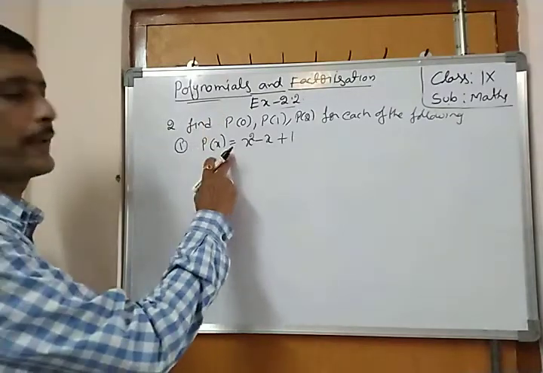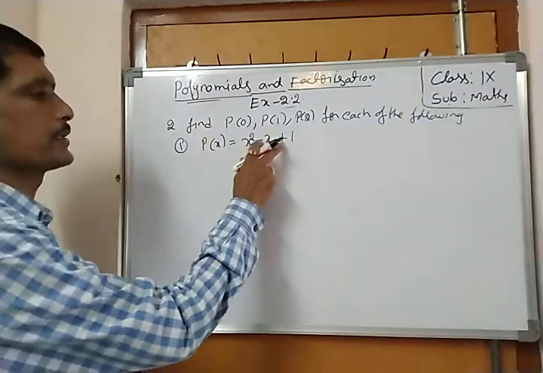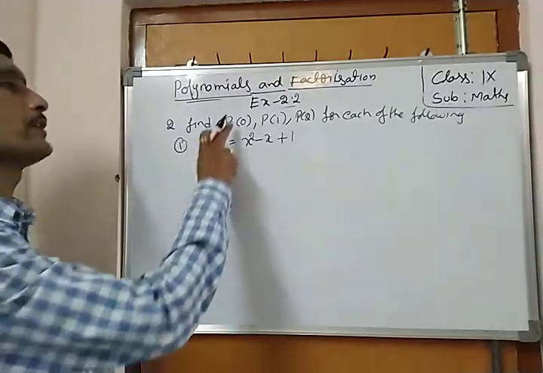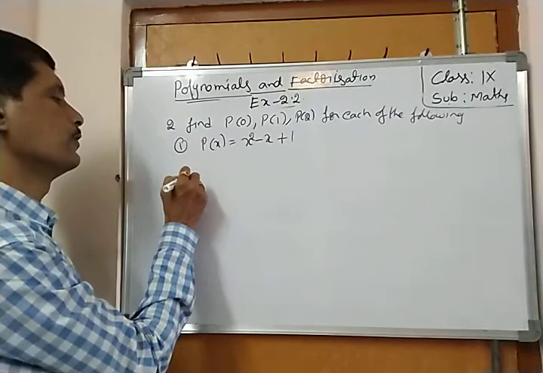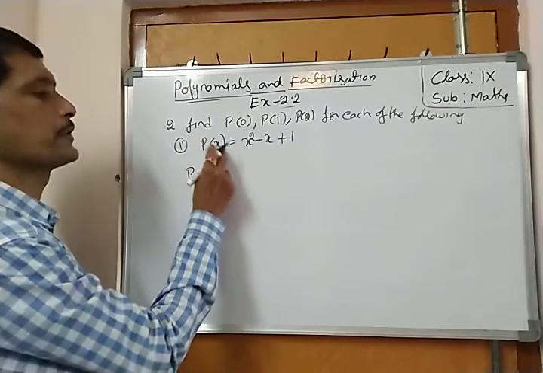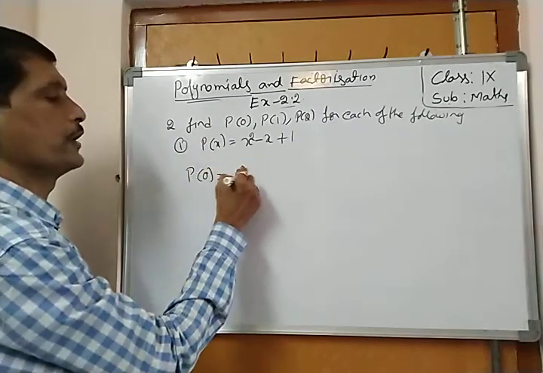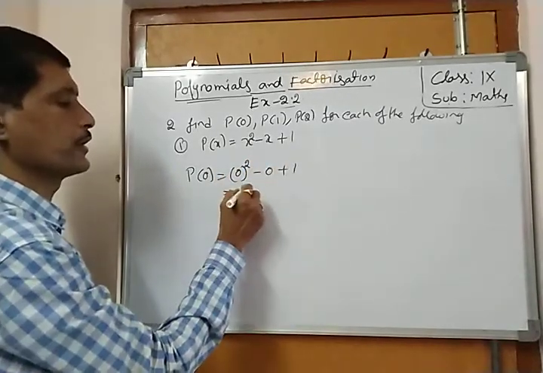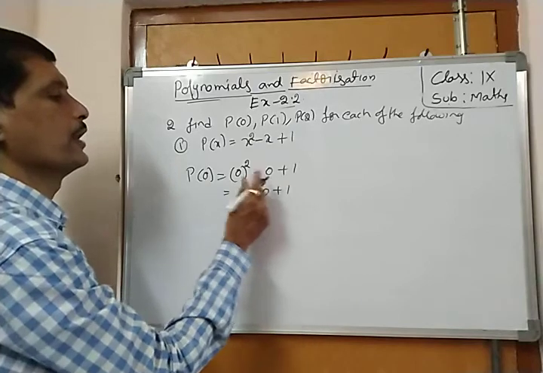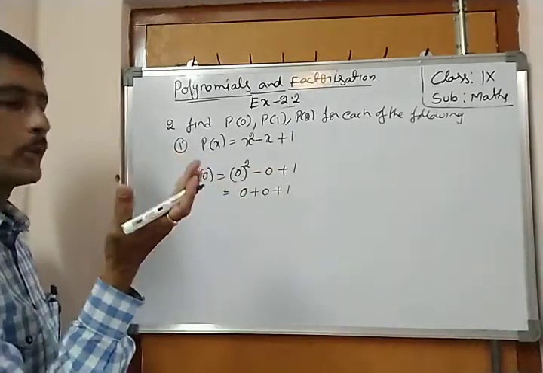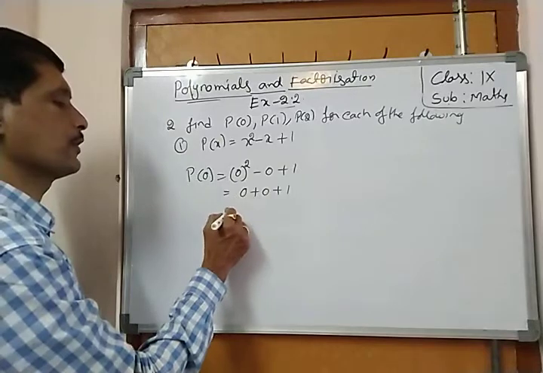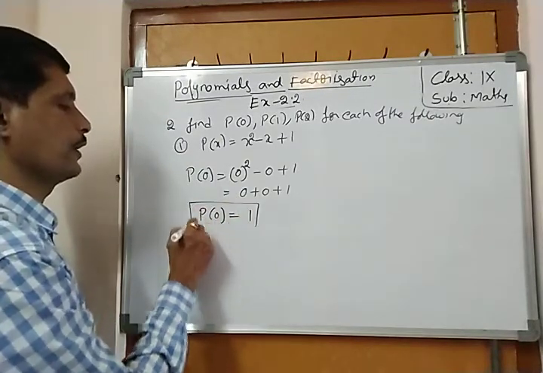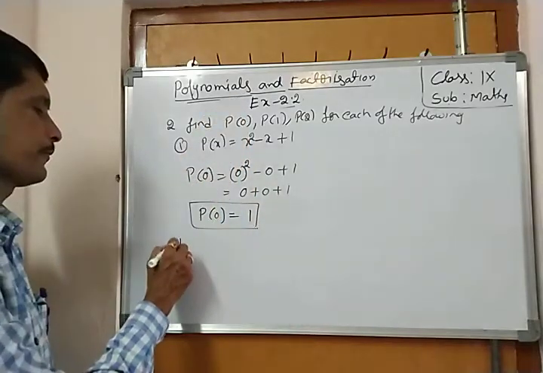Here one polynomial is given, that is P of x equal to x square minus x plus 1. Here all variables also x only. The first one is P of 0. Therefore x is replaced by 0. 0 whole square minus 0 plus 1. Minus 0 plus 0, whatever it may be, both are same only. 0 plus 0 plus 1, that is equal to 1. P of 0 value is 1 only.